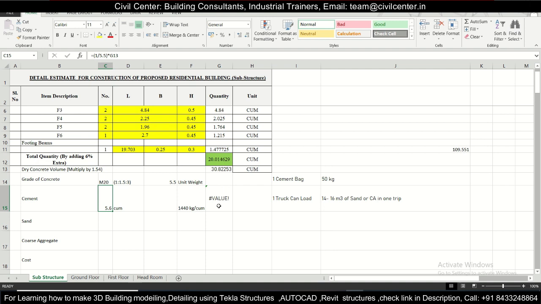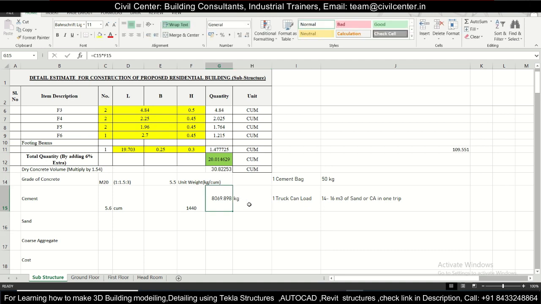So there is some error here. We have written the units here, that's why I'm just erasing that, and that will get the proper value. So the unit weight, let me write the unit here in kg per cubic meter. Okay, so this will give the total weight of your cement used.